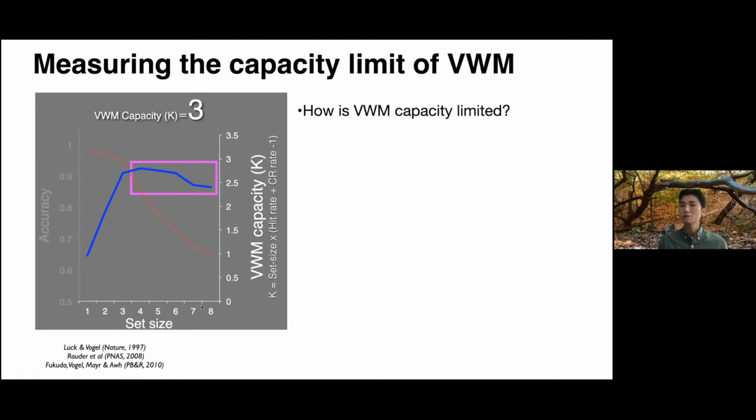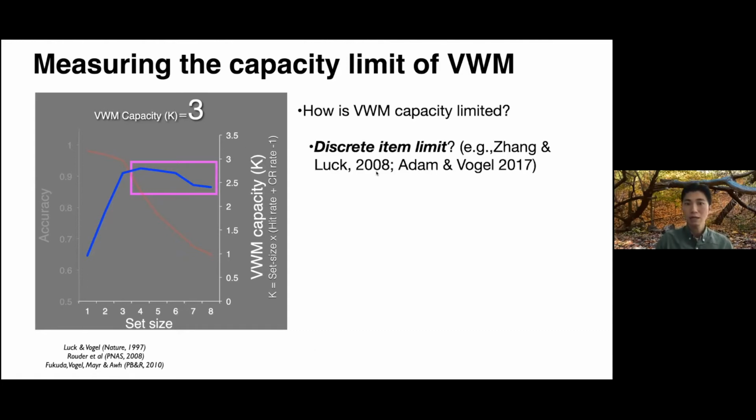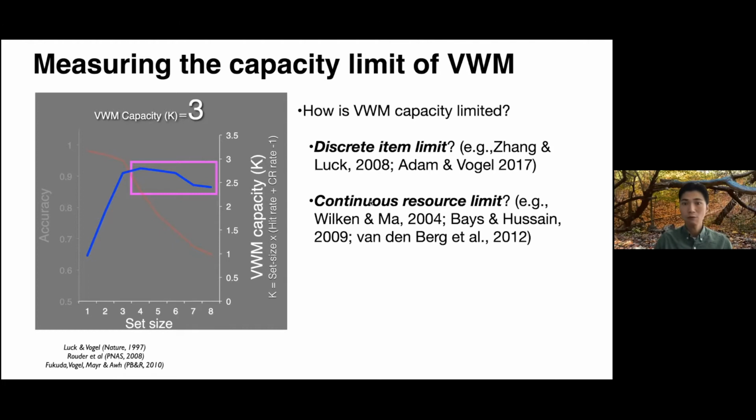Although many researchers do agree that our capacity is severely limited, there's still an ongoing debate as to how this limit should be characterized. Some people argue that this capacity limit reflects a discrete item limit in how many items we can hold in mind. We can hold about 3 or 4 things in mind. Other camps would say that the capacity limit should be better characterized as a pool of continuous resource. In theory, this continuous resource can be divided into an infinite number of items. It's just that the amount of information in that pool is limited.